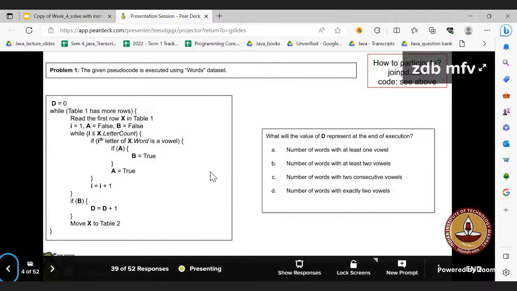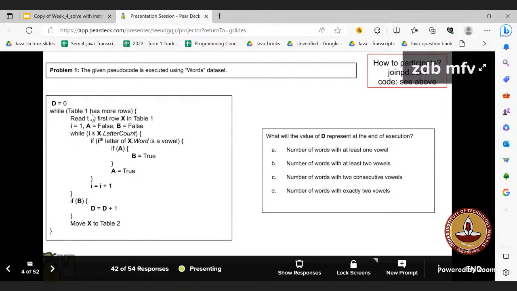Let me explain this. What does D represent at the end of execution? You can see D is getting updated only if B is true, right? Are you following, everyone? Yes, ma'am. Only if B is true, then only D equal to D plus 1 happens.